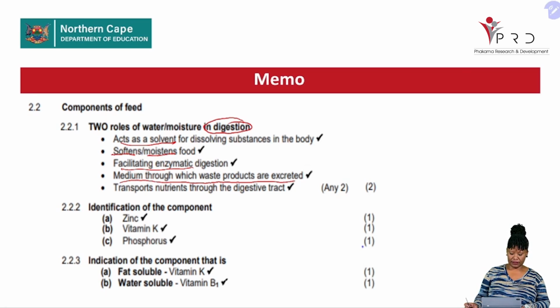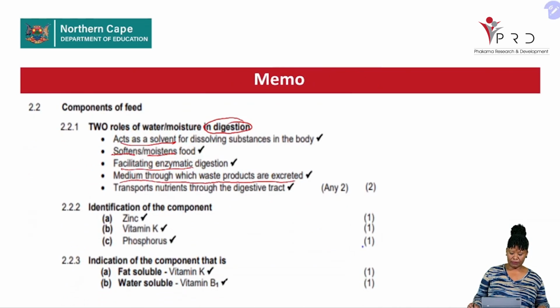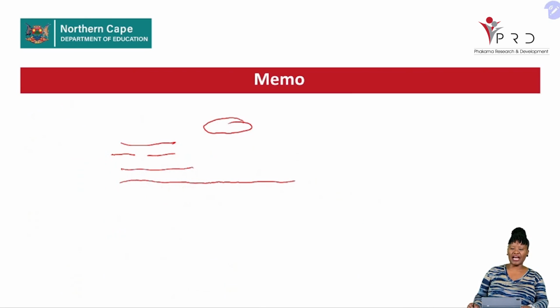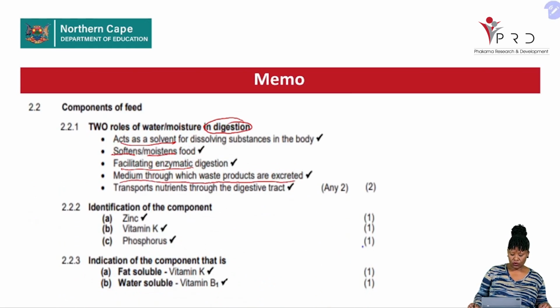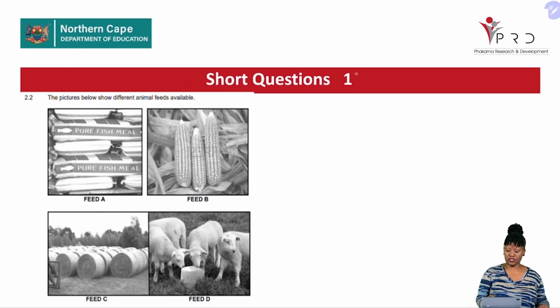Identify the component, the one that is responsible for healing of wounds, which has zinc. Excessive bleeding in chicken. Then we talk of which vitamin? We talk of vitamin K. And also when we are looking at chewing of dry bones, when an animal chews dry bones, we talk of pica. Then chewing of dry bones by animals, then we are looking at phosphorus. Then we need to move to another question.